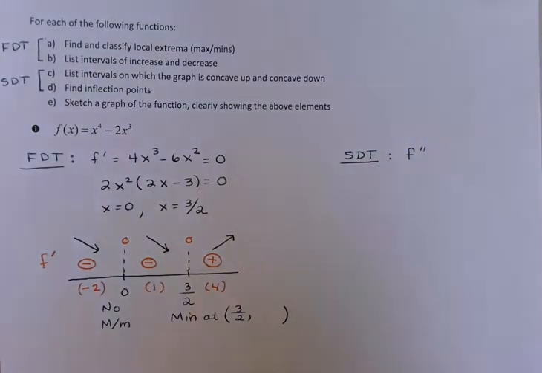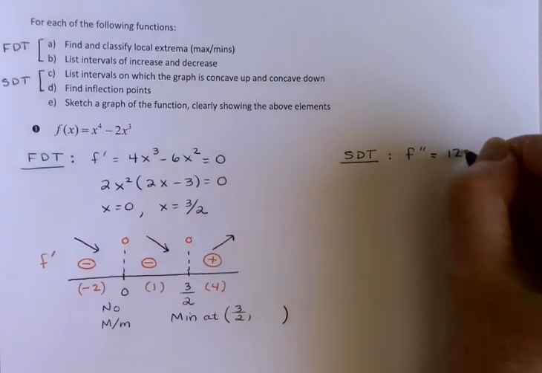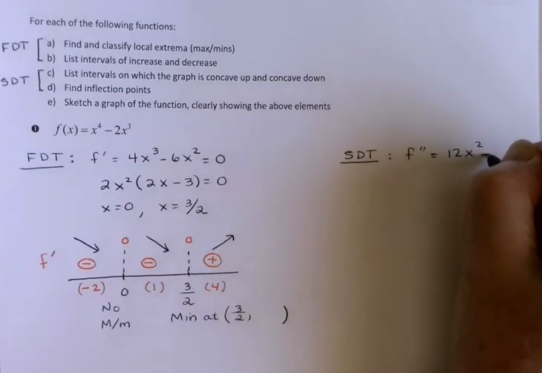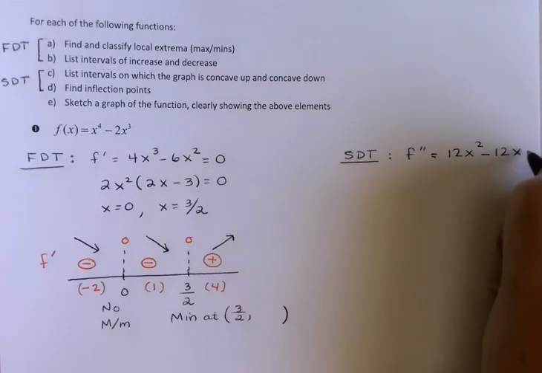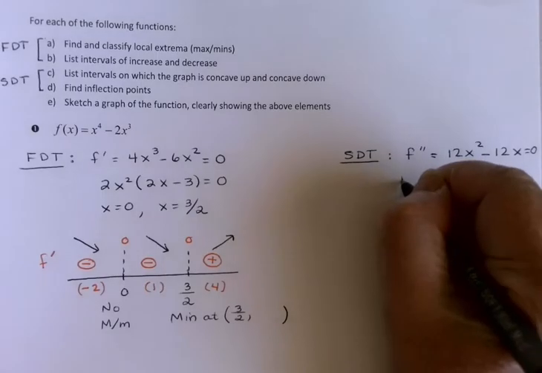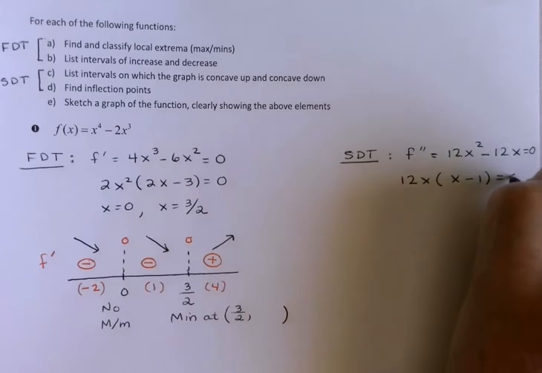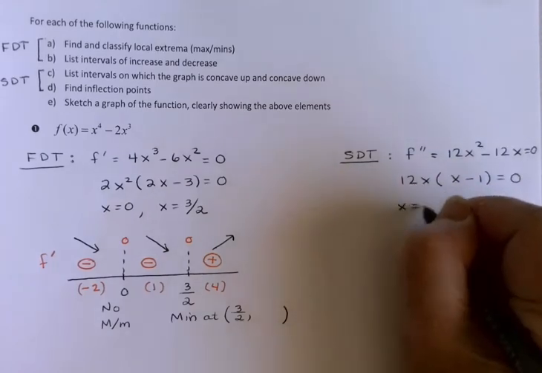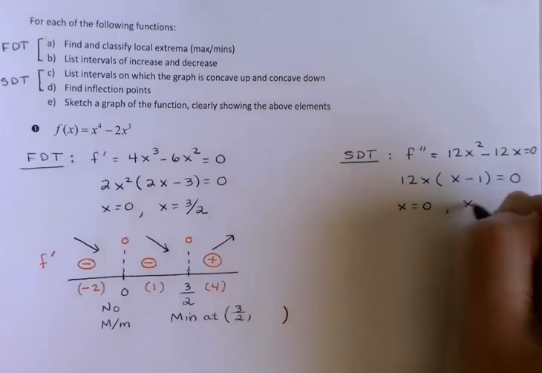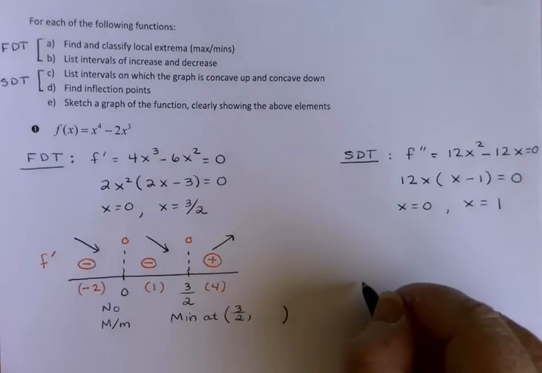F double prime would be 12x squared minus 12x. And again, never undefined, so I'm just asking myself, where is that equal to 0? I can factor out a 12x and get x minus 1. And it looks like x equals 0 and x equals 1 are critical values for that second derivative test.